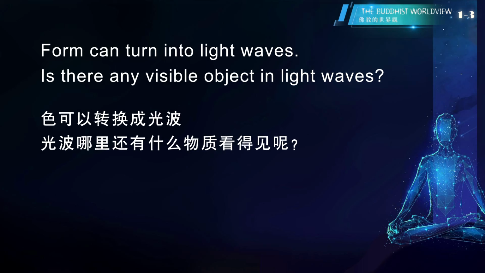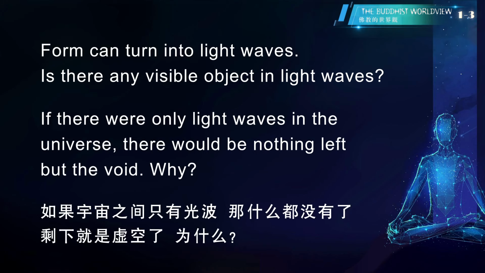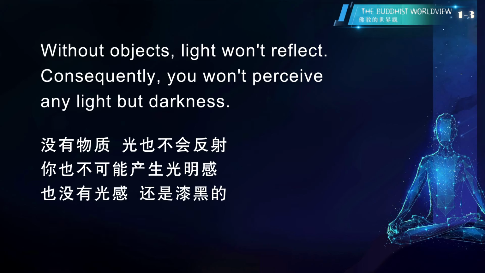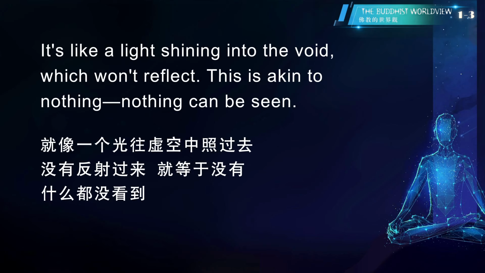Is there any visible object in light waves? If there are only light waves in the universe, there would be nothing left but the void. Why? Without objects, light won't reflect. Consequently, you won't perceive any light but darkness. It's like a light shining into the void, which won't reflect. This is akin to nothing. Nothing can be seen.